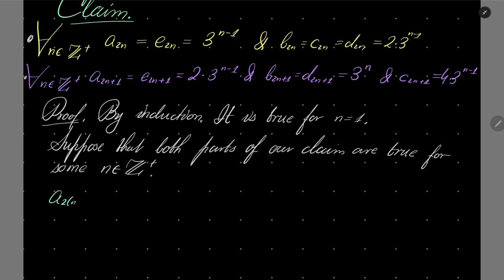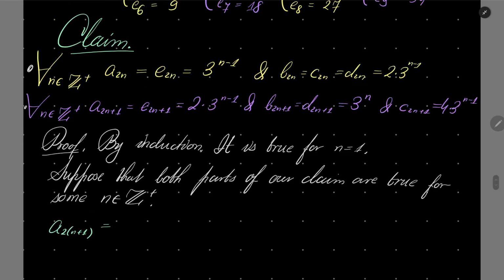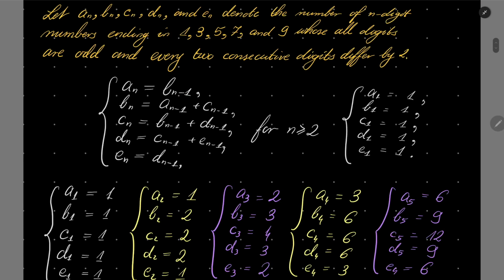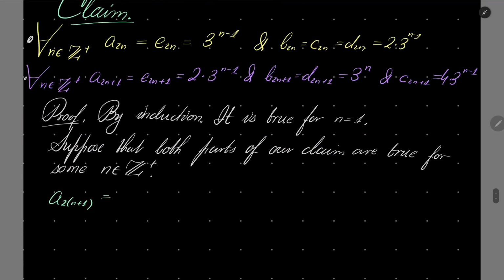a2n plus 1. What is a2n plus 1? By our recursion, it's b to n plus 1, and by our inductive assumption, b to n plus 1, it's 3 to the power of n. So it's 3 to the power n plus 1 minus 1.